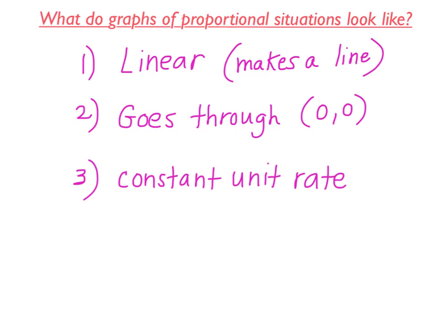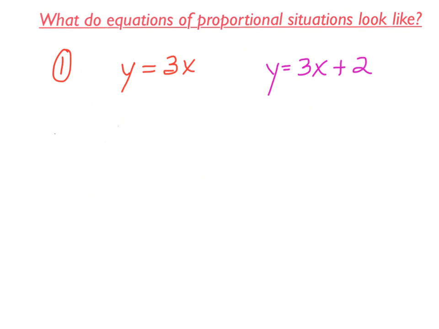Okay, let's add this to our notes. It says, what do graphs of proportional situations look like? Well, we just found out that they're linear. They have to make a line. It has to go through the point 0, 0 on your graph. And it has to have a constant unit rate, so it needs to be changing by the same amount every time.